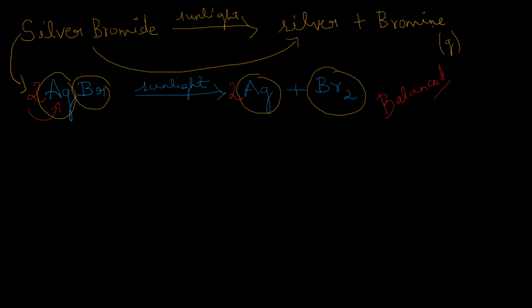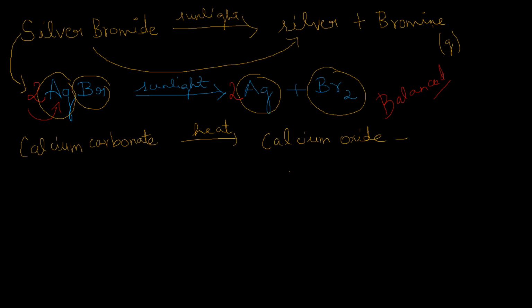So what will happen if calcium carbonate is exposed to heat or subjected to heat? It will form calcium oxide plus carbon dioxide. Now again we have to convert this into formulas.